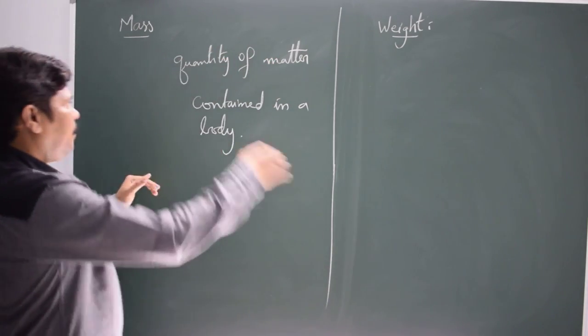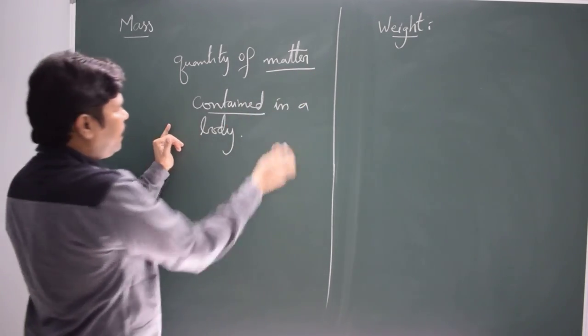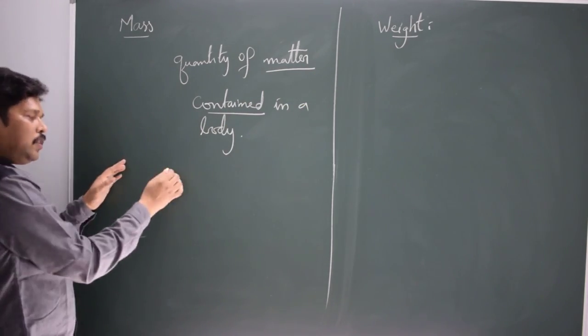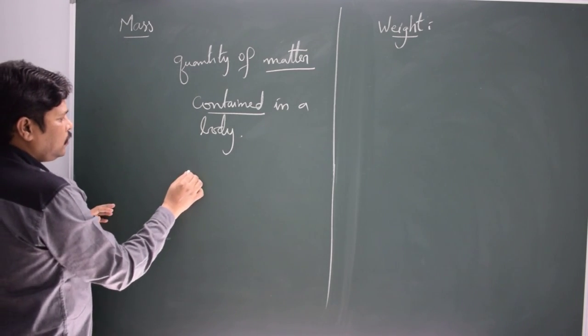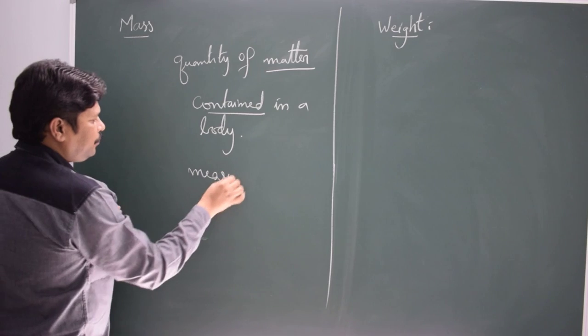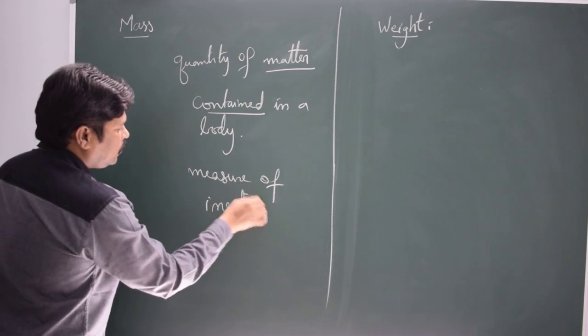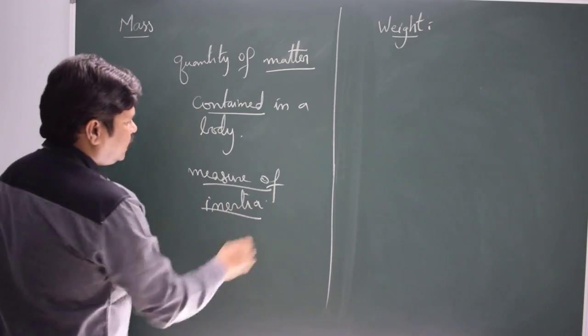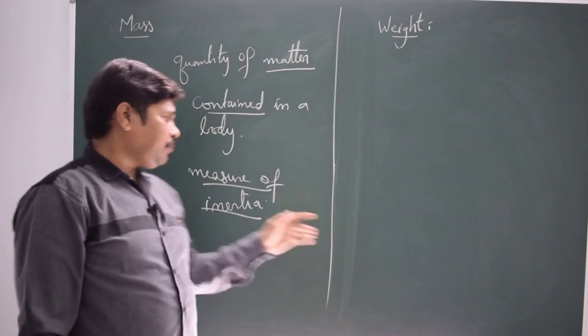So we have mass defined in terms of matter contained in a body. Another is from Newton's first law, or you can say inertia. So from inertia, it is the measure of inertia. In both, we are referring to the mass.